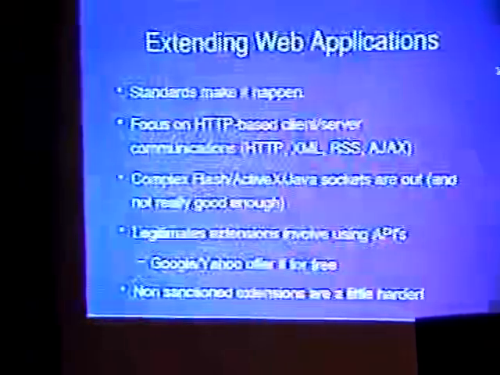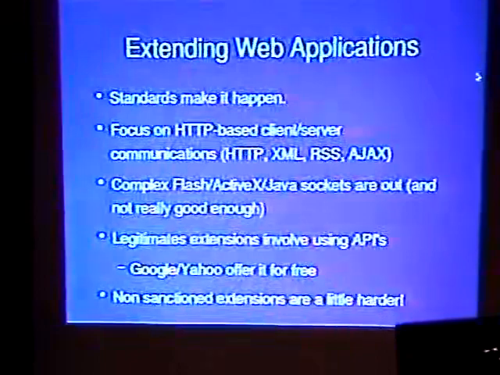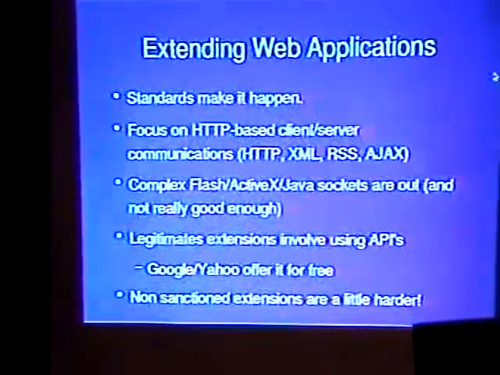So, interesting stuff. Anyway, complex Flash, ActiveX, and Java sockets are out. They're really not very good anyway, because if they were, Google Maps would be using Flash or something else, and not AJAX and JavaScript. It's not as open as it should be. It gives you a little more power, since you can make an arbitrary raw TCP socket as opposed to an HTTP connection. But there's nothing you can send over a socket that you can't send over an HTTP connection. There really isn't a difference.